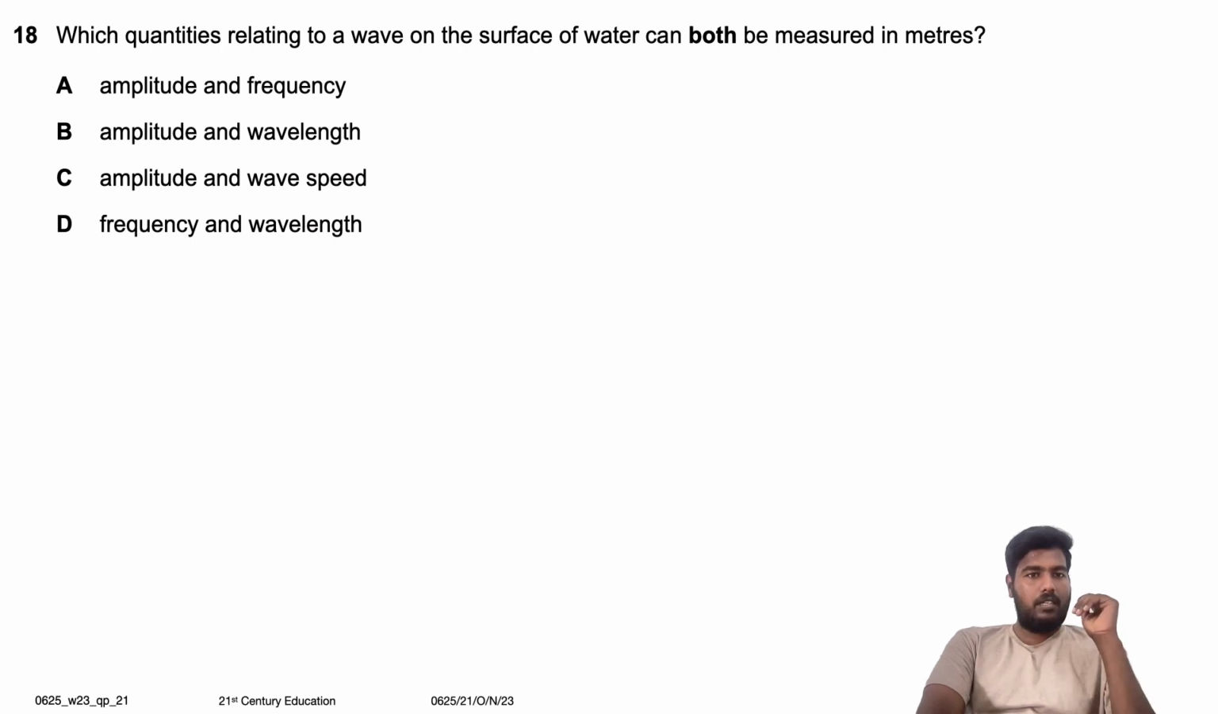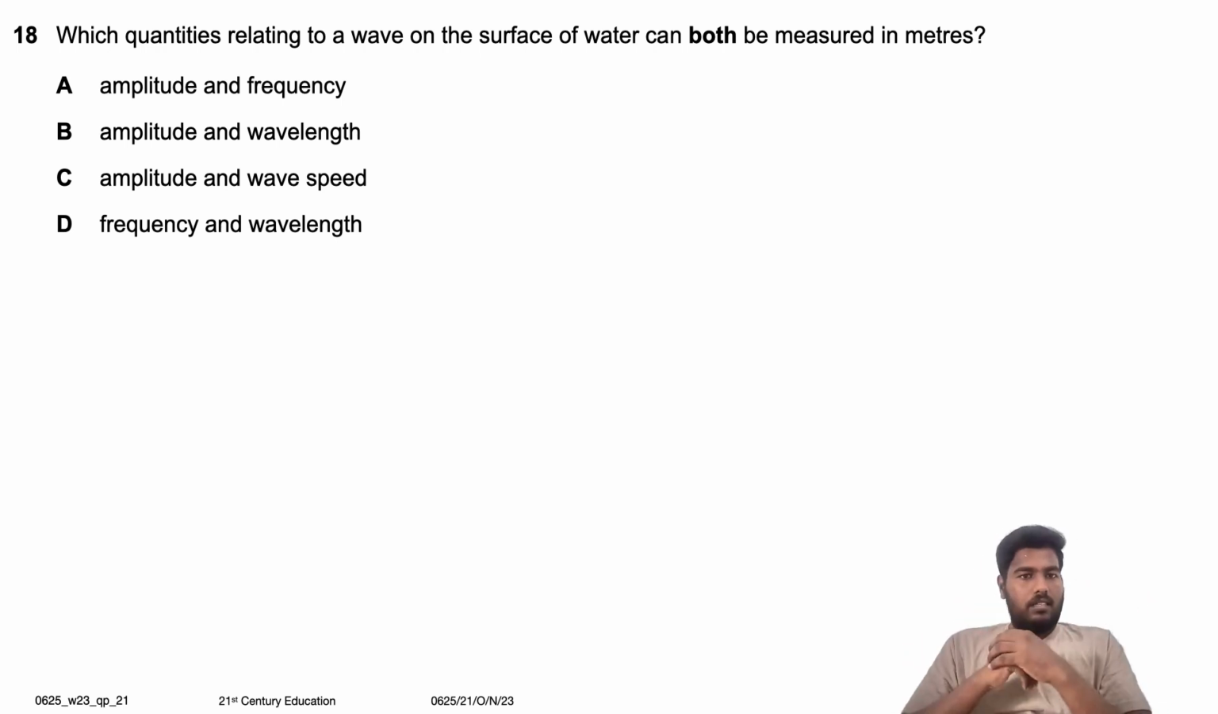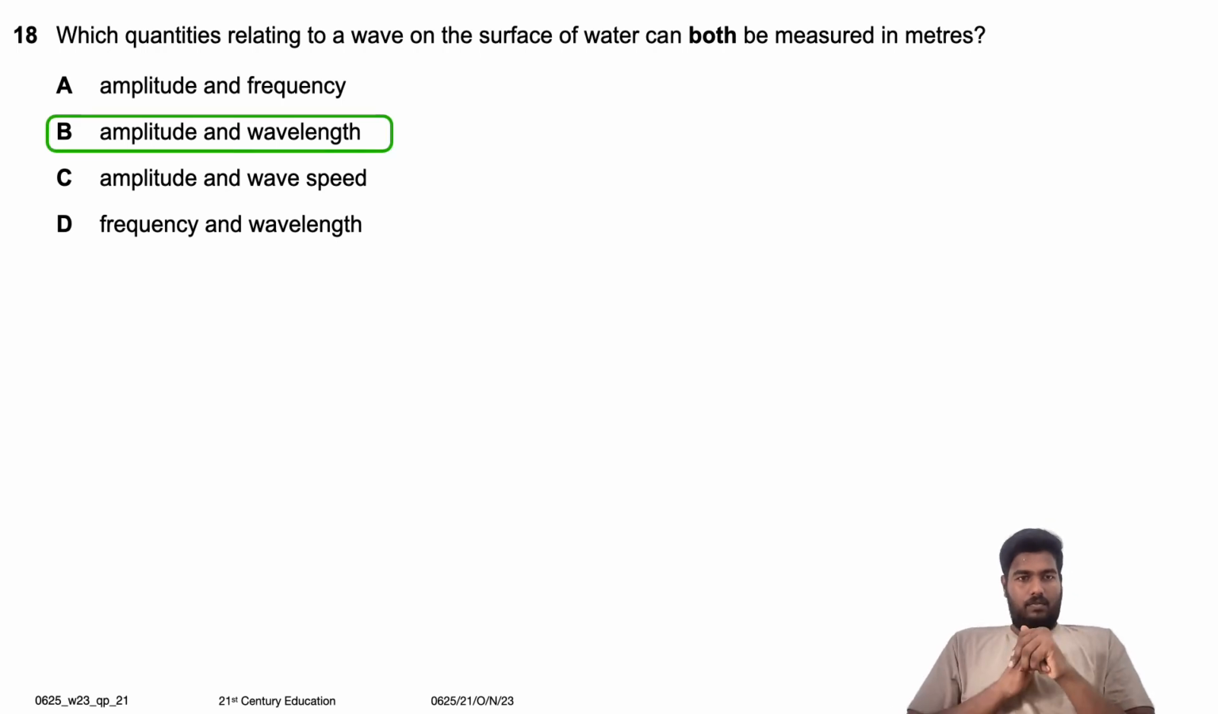Which quantities relating to a wave on the surface of water can both be measured in meters? Amplitude and frequency? Amplitude can be measured in meters, but frequency has to be measured in hertz. Amplitude and wavelength is the right answer. Wave speed is meters per second, frequency is hertz, and wavelength is meters. So B is the right answer, amplitude and wavelength.